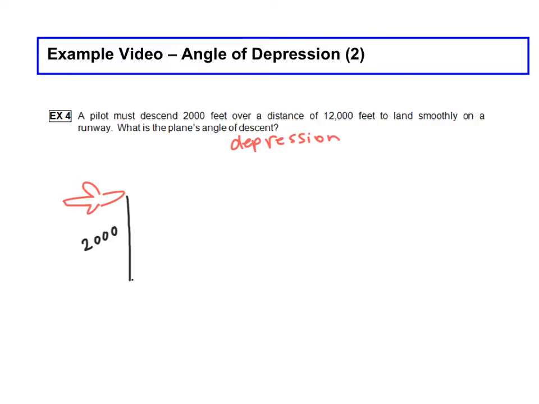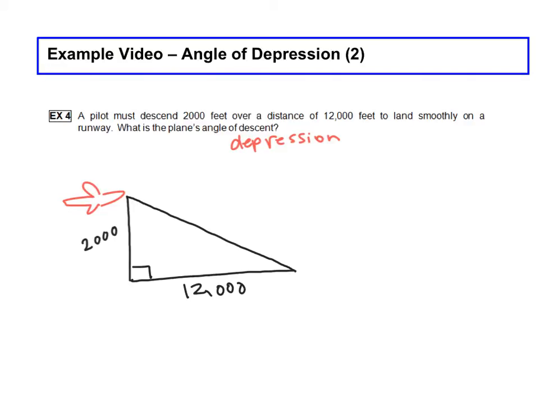So we're 2,000 feet up in the air, and we've got 12,000 feet until we need to be on the ground. So they're going to descend like this, slowly, slowly, slowly, till they are landing safely. So it says, here's our right triangle, so we can see there's the right triangle we have in all these. What is the plane's angle of descent or angle of depression?